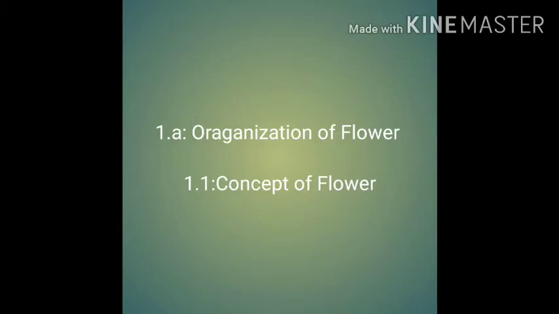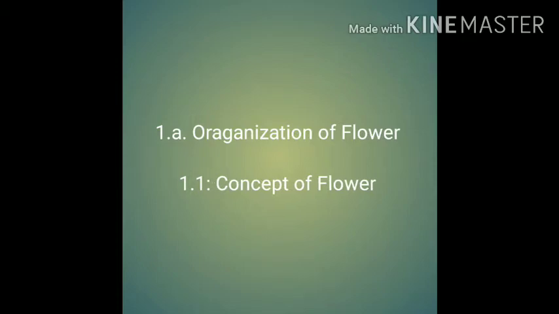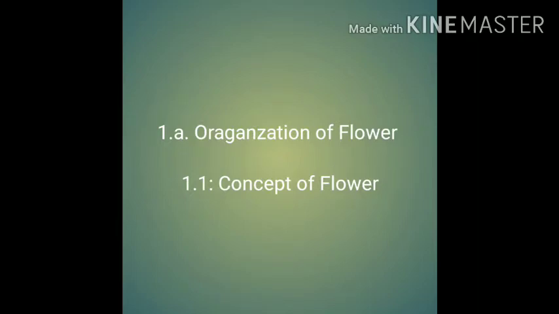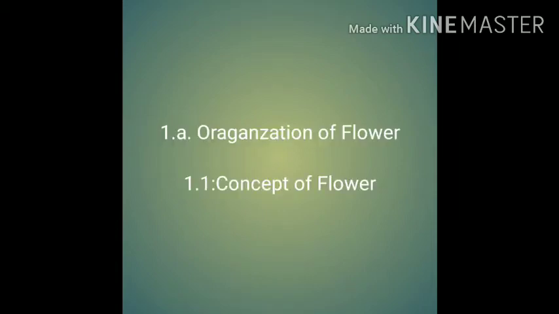Structural organization of flower. The concept of flower. Here plants consist of the vegetative parts, root, stem, leaves, and flower is the reproductive organ. Flower is a main part of the plant body. Flower is considered a modified shoot. It is essential for the reproduction of the plant. It is defined as a highly condensed shoot specialized as the reproductive organ of the plant.